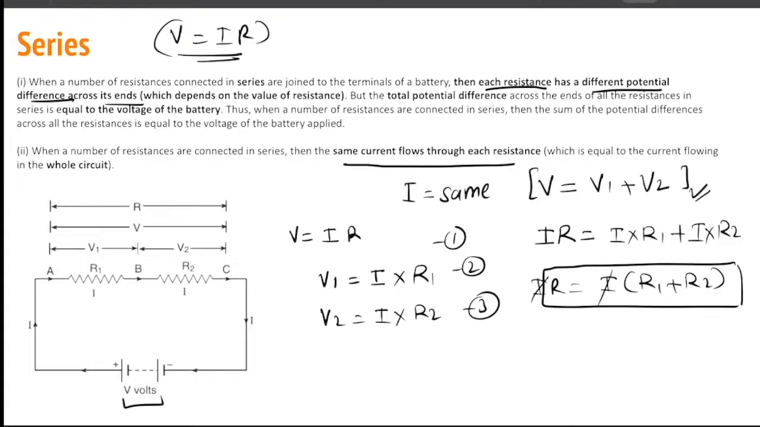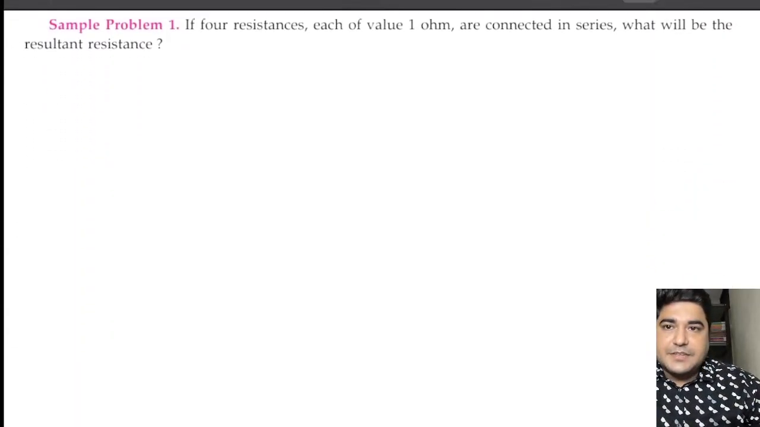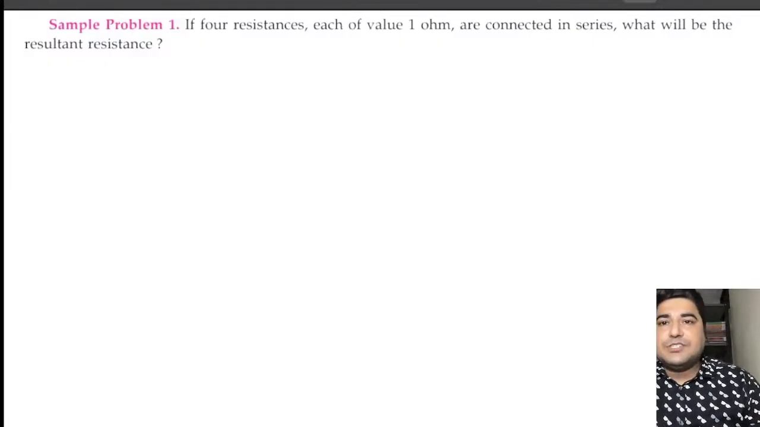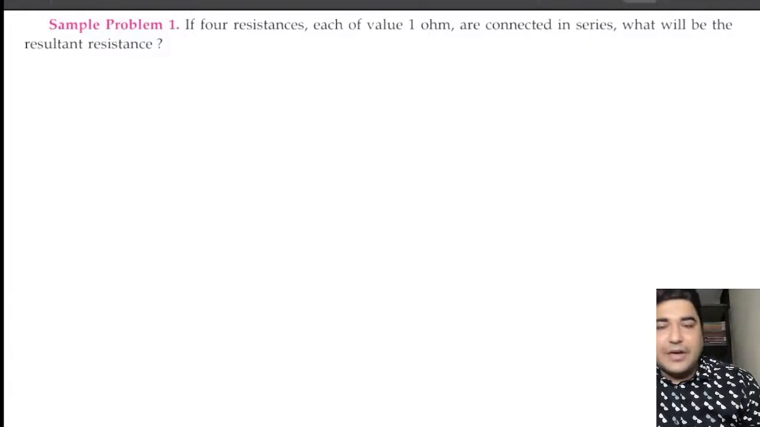Now coming to an example for this, a very simple example. What is mentioned: if four resistances each with a value of 1 ohm are connected in series, what is going to be the net resultant value? Very simple.